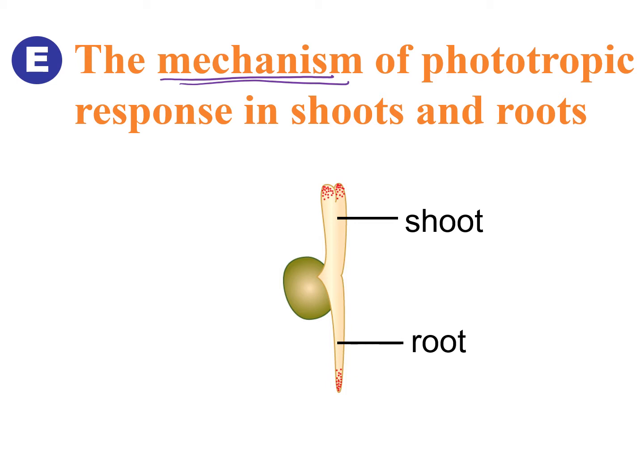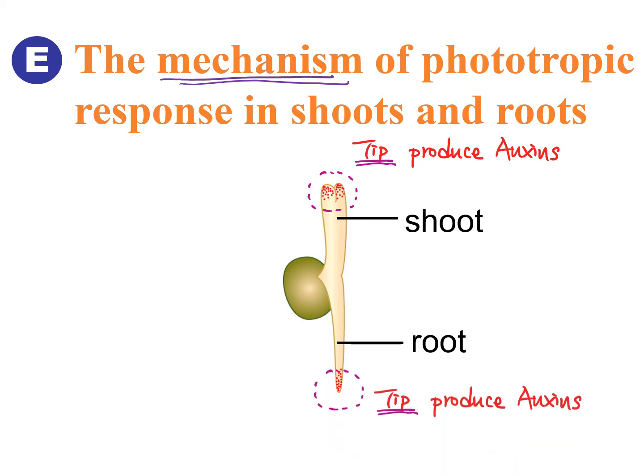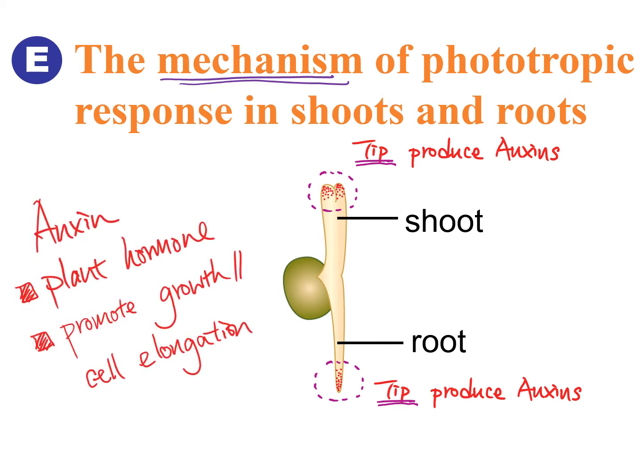Let's take a look at the mechanism, 機制 of how the phototropic response occurs in the root and the shoot. Let's take a look at the shoot first. The shoot tip is going to produce auxins, which is a plant hormone. For the root tip, it's also going to produce the auxin, which is a plant hormone.